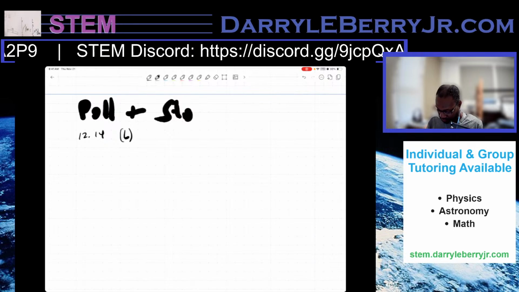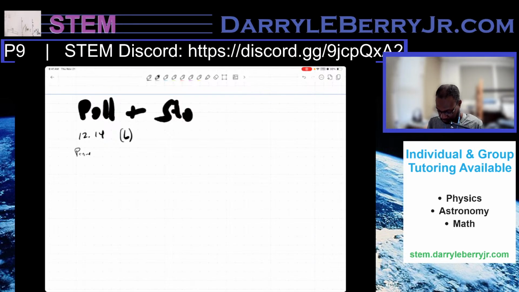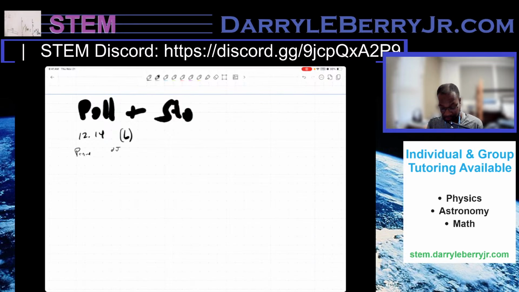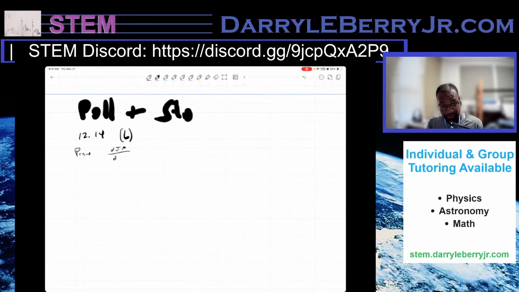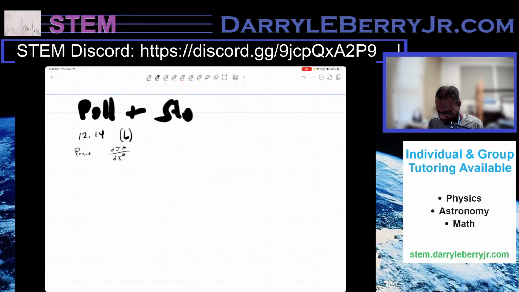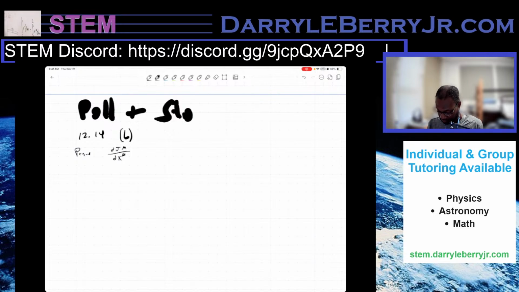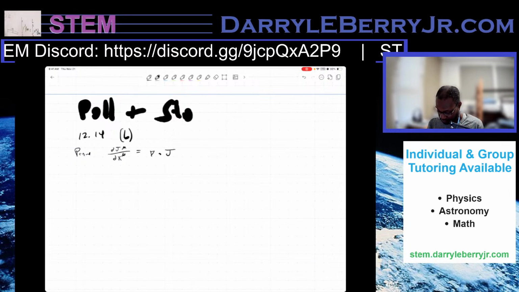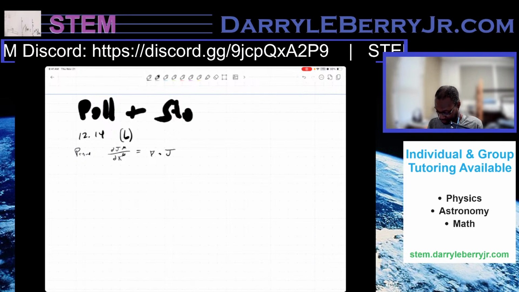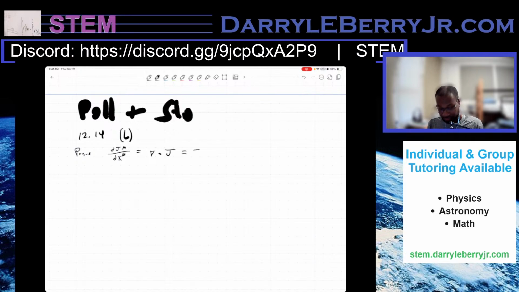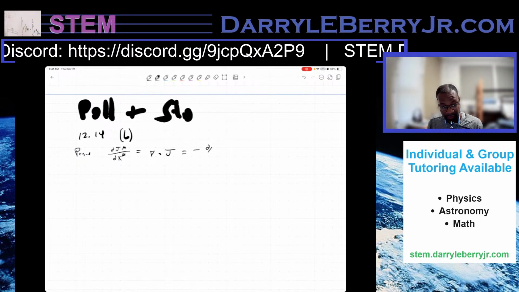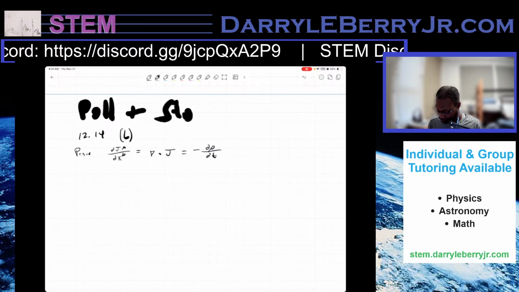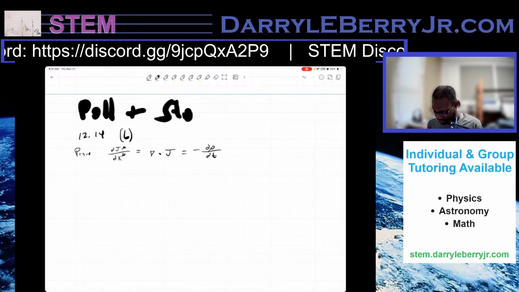Prove that the covariant equation partial J mu over partial X mu equals the divergence of J equals negative partial derivative of the momentum over time. So we'll be checking this out.